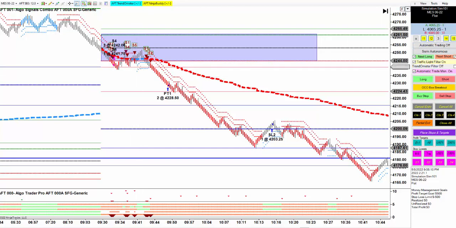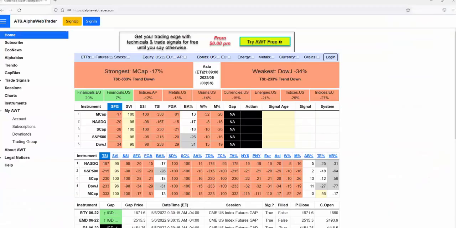So on Thursday, what we were looking for was a breakout of the no trade zone, in this case to the downside. Some of the factors that we were looking at told us that the market should get some follow through to the downside. And so we took the S&P, which at the time was one of the weakest markets, and we judged that by checking out alphawebtrader, which you can see here.